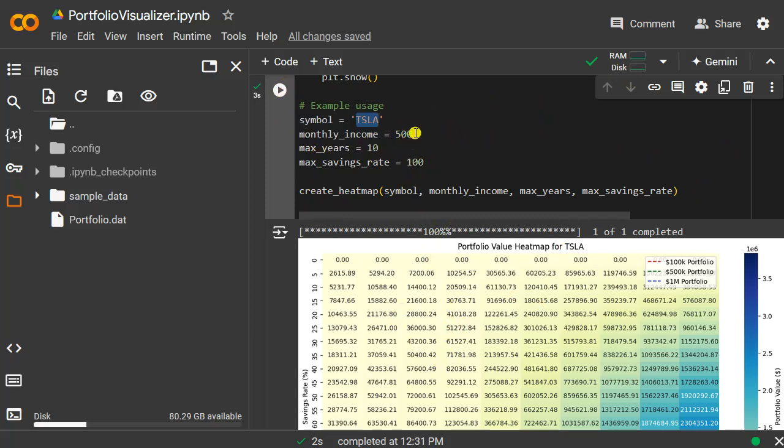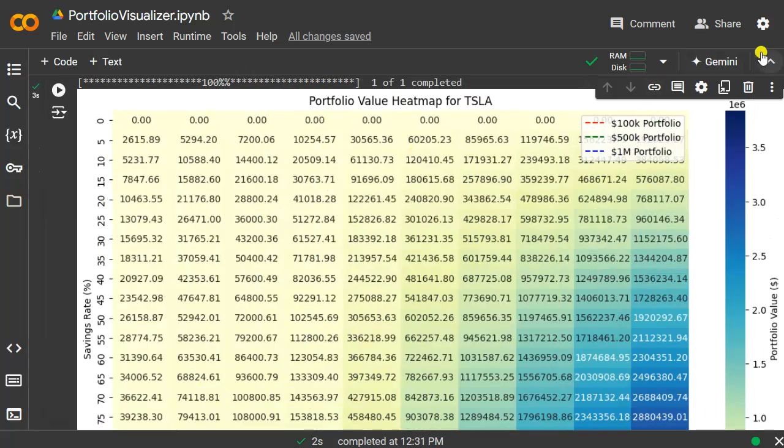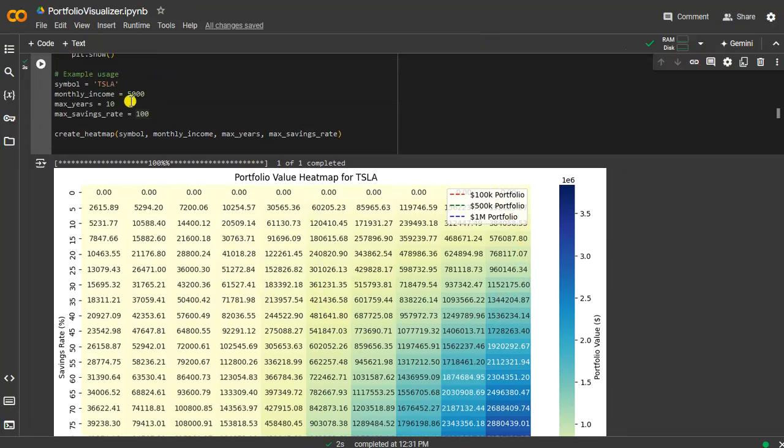So for instance, if you have a monthly income of 5K and you have a max number of years like 10, and a savings rate like 100% is the maximum savings rate, right? And now it creates a heat map for us. And so this heat map, I think it looks pretty nice. If you check it out. So here, maybe let's zoom a bit out. Okay, so now this is the result of using Tesla, assuming a monthly income of 5,000 over 10 years.